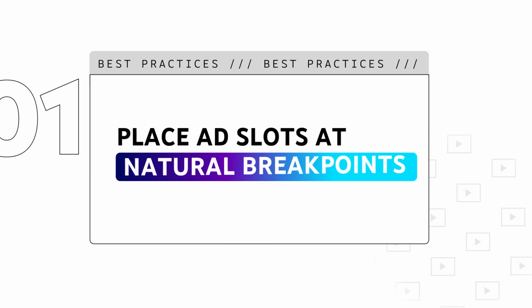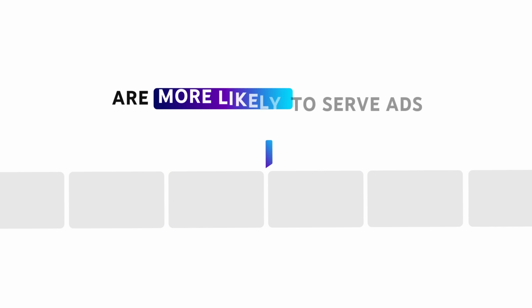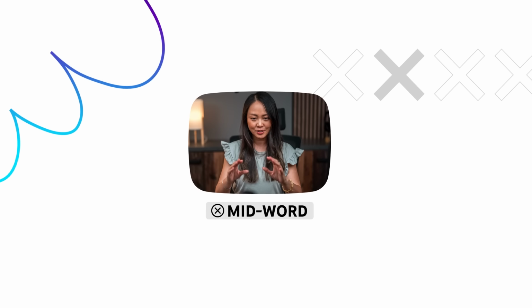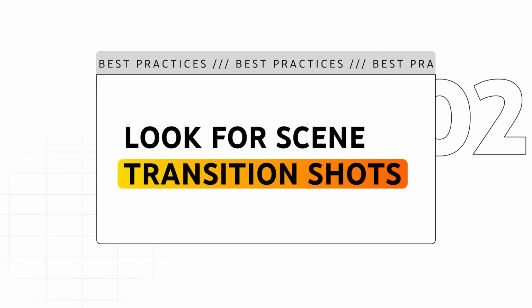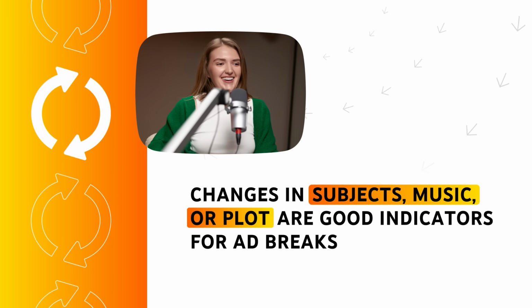Place ad slots at natural breakpoints. Ad slots that are placed at natural breakpoints are more likely to serve ads. Avoid placing ad slots mid-word, mid-sentence, or mid-action. Look for scene transition shots. Changes in subjects, music, or plot are good indicators for ad breaks.